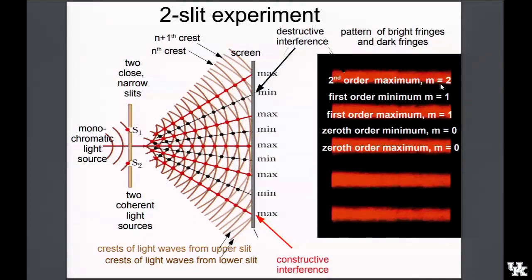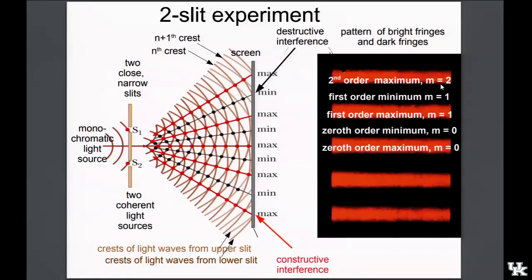So let me tell you about the two-slit experiment. Over here on the left is a source of light. And this source of light, we're going to imagine that it's a source of a single wavelength of light, or a single frequency of light. So that's what monochromatic means. It's a single wavelength or frequency of light. That's the way to think about this experiment.